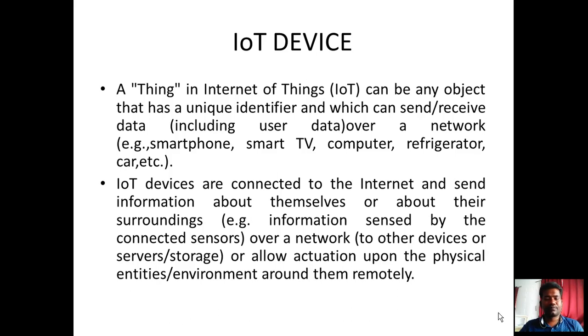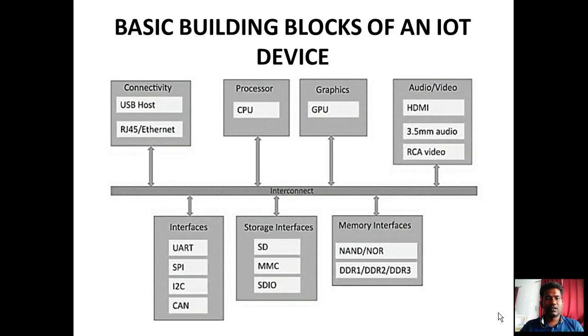Then, based on the collected data, the programs will be accessed and take action on an actuator, for example, on or off conditions. It will be controlled by the IoT devices. This is the basic building blocks of an IoT device. Each and every IoT device has these entities.